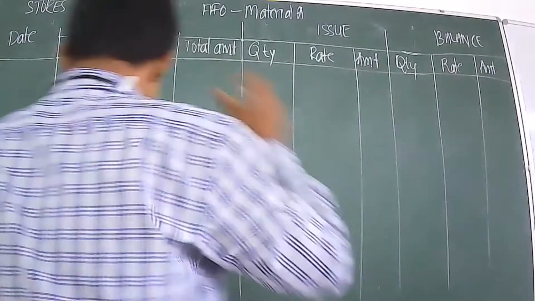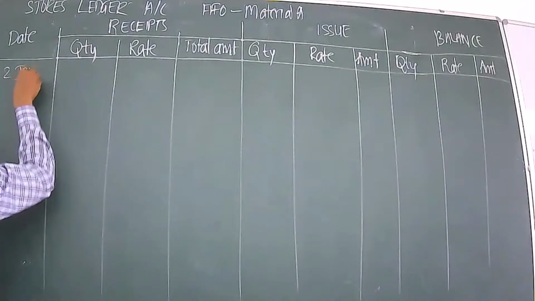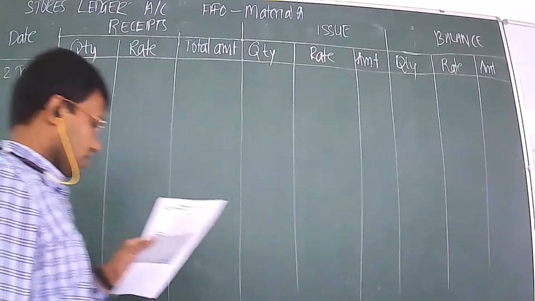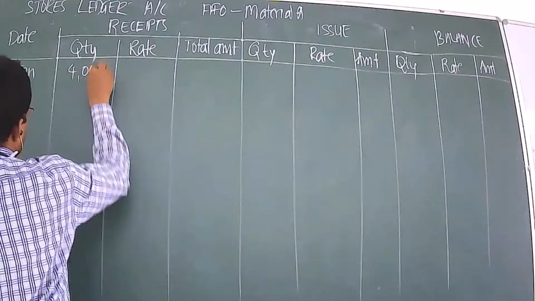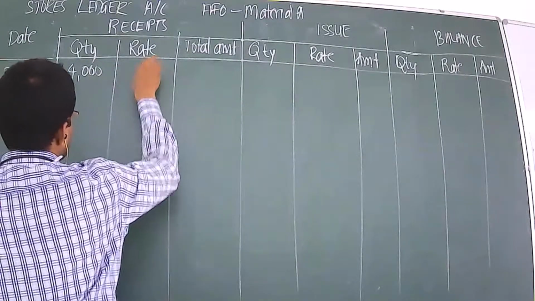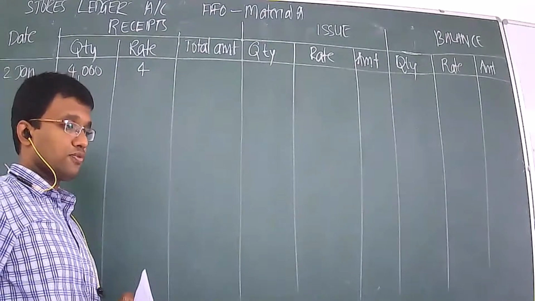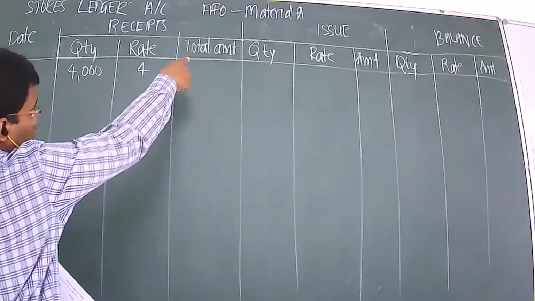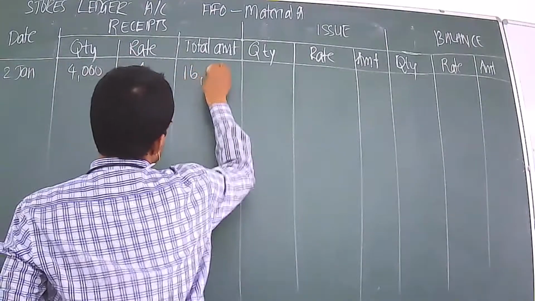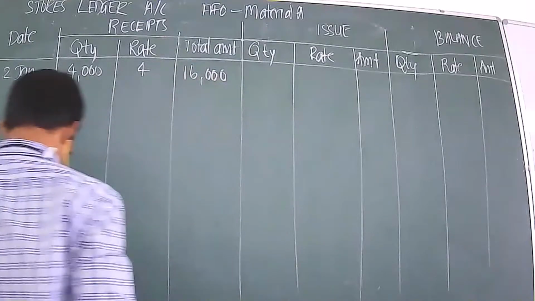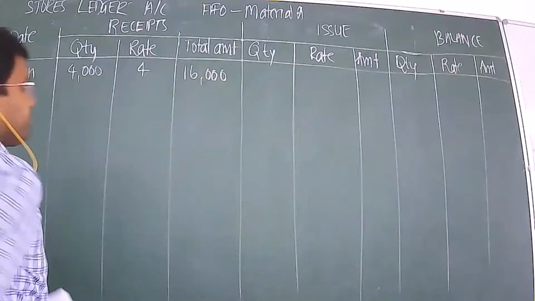So now let's start off. On 2nd of Jan, your business made a purchase. They purchased 4,000 units. The rate at which they bought was 4 rupees. Now we have to calculate the total amount. How do we calculate total amount? Quantity into rate. So this would be 16,000. Okay, so that is taken care of.